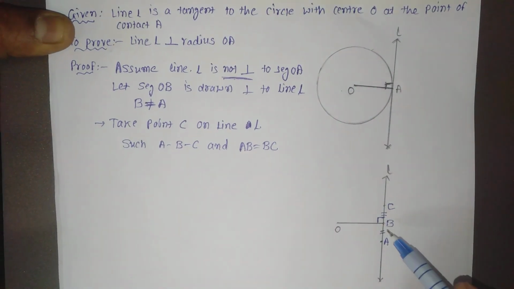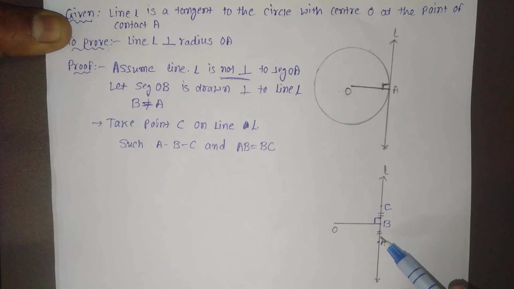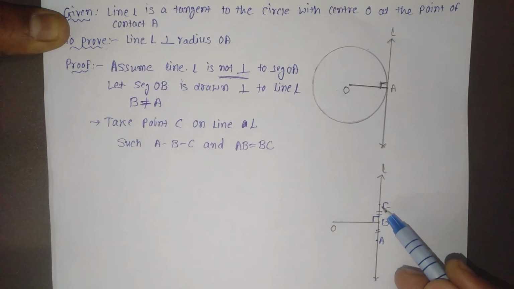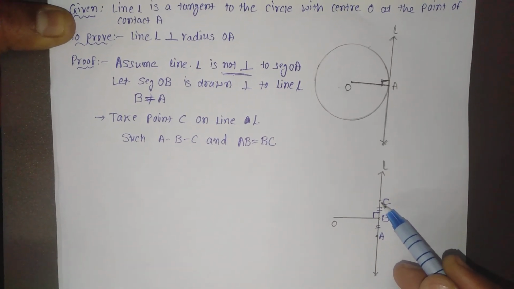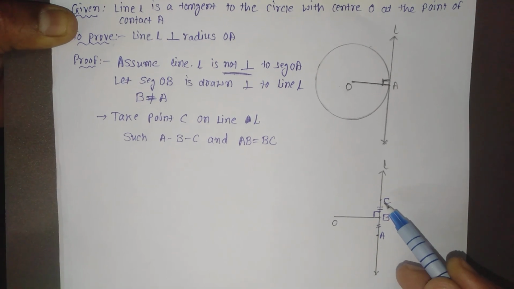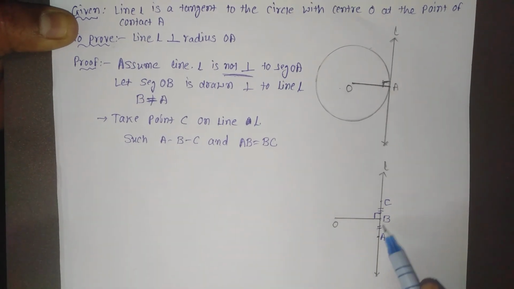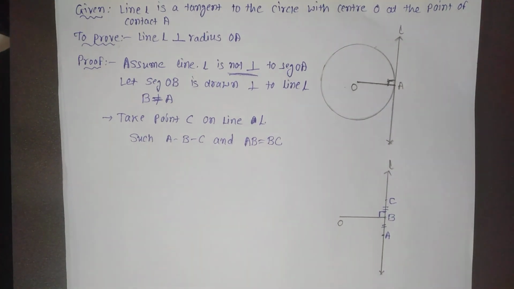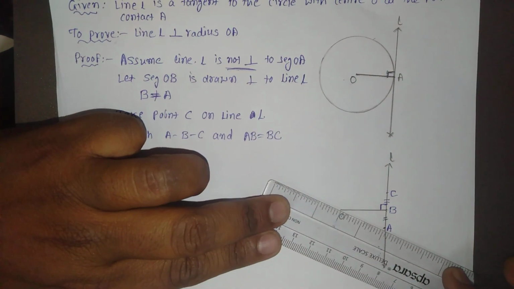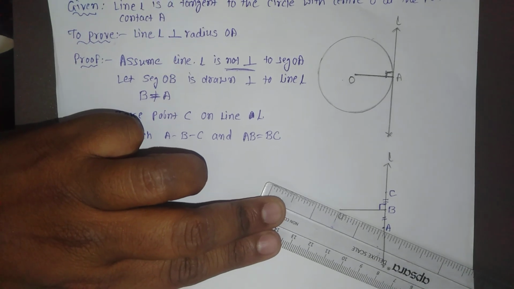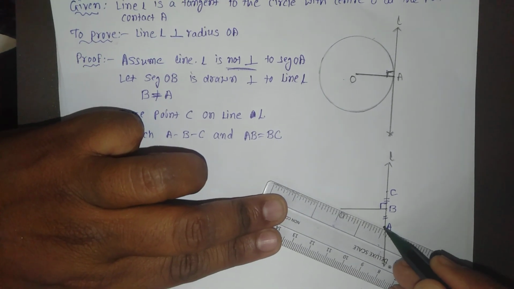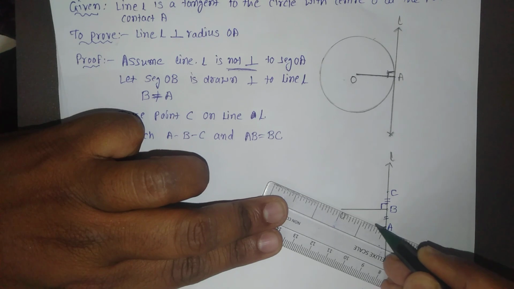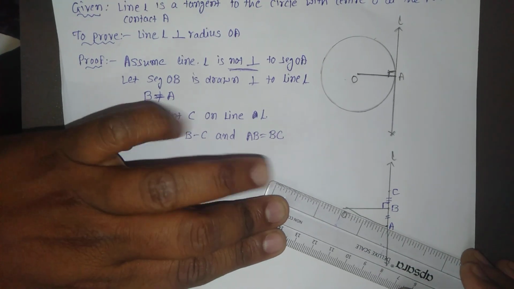Got it? We have to take this measure AB, and then the same measure I will take at this side, and I will put the point C, so that A-B-C and AB is equal to BC. This is what we have taken. Now I will join this point over here. I will join OA.